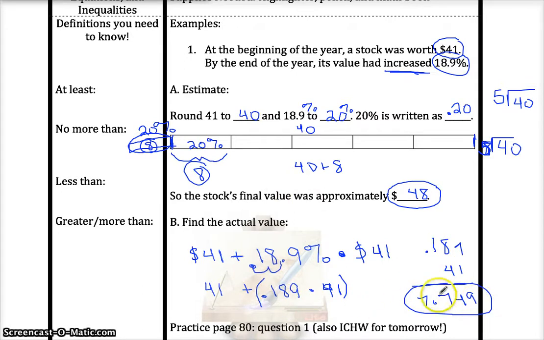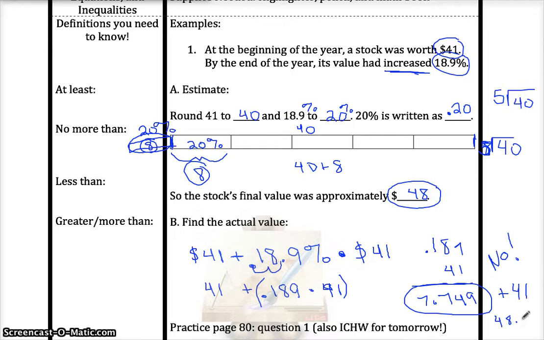So 7.749, is that my final answer? No, don't get tricked. A lot of you will accidentally think, oh, I just solved the problem and give me that answer. That is not the final answer because this is how much it increased, but we need to know the final value. So we need to add this to 41. If you have your calculator still, you can add 41 to 7.749 and you will get 48.749.